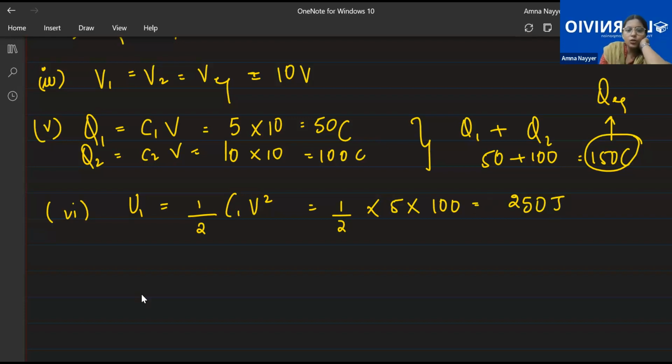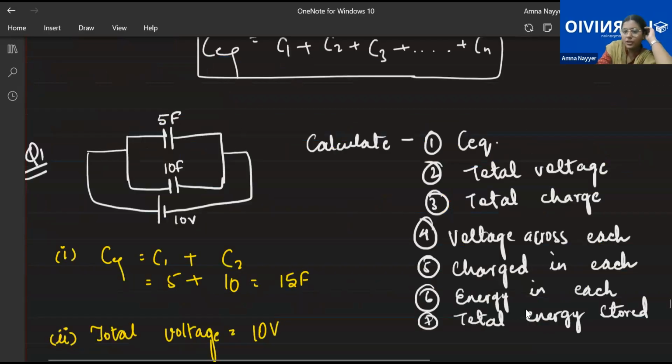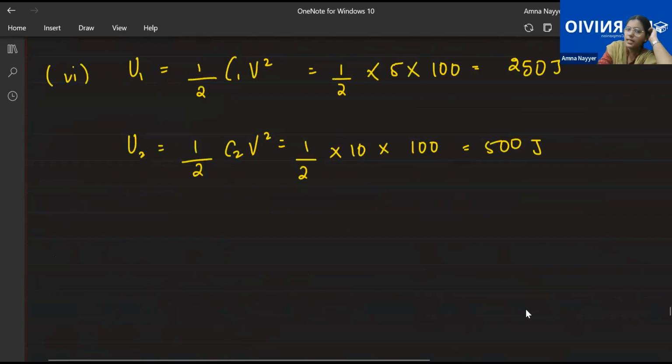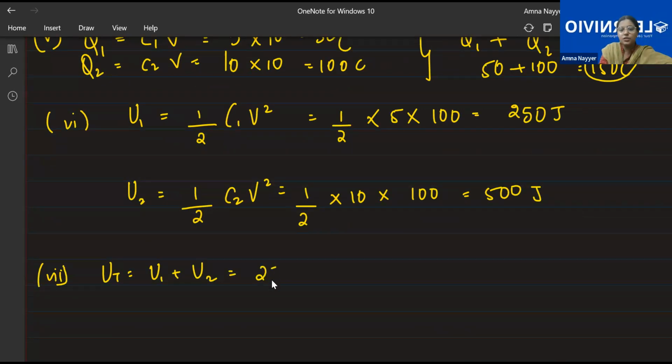U2 will be half C2 V square. So half, 10 into 100, that is 500 joules. Now, the last part says total energy stored. Two methods are there. Since you know the individual energies, you can straight away add them. Total U1 plus U2, that is 250 plus 500, that is 750 joules.